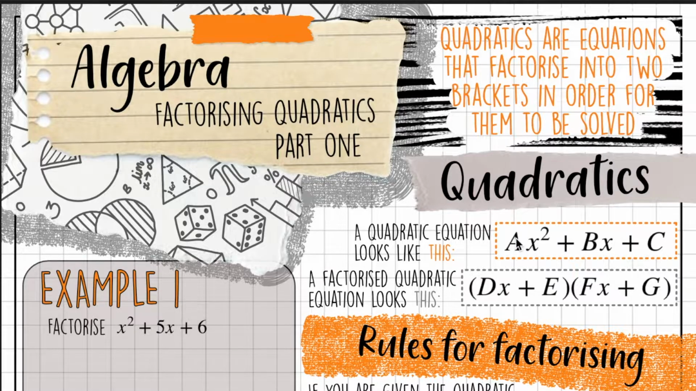In case you wanted to know, the actual name for this a is called a coefficient. It is the coefficient of the term x squared. The worksheet for Factorising Quadratics Part 2 will go over how to factorise quadratics when this a is not 1. But for now, we'll just go over examples where a is 1.